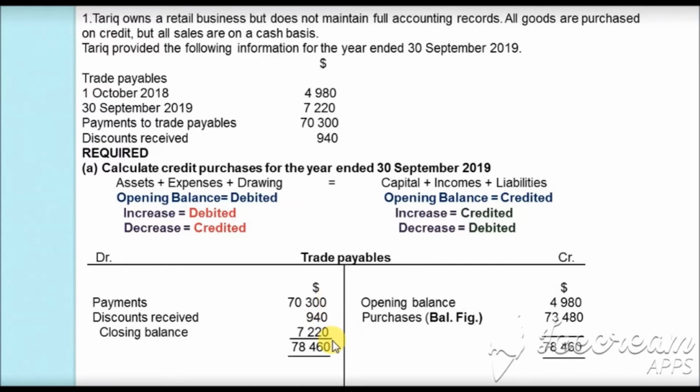After this, we total the debit side, that is, we add $70,300 plus $940 plus $7,220, and we get the total as $78,460. From this, we subtract the opening balance of $4,980. We get the balancing figure as $73,480, which will be our credit purchases, which we are asked to calculate in the question, and we total up both the sides, thereby completing the trade payable account.